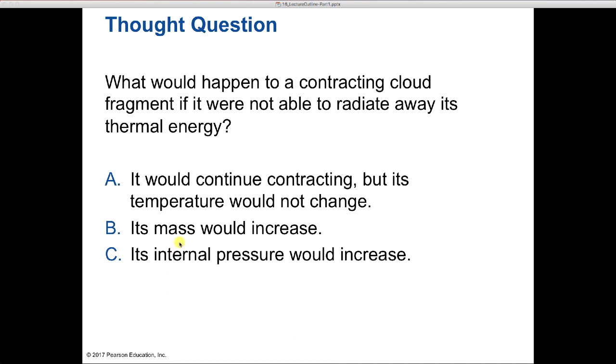That's not going to happen. There's no additional mass coming into the cloud from somewhere else. So the answer is C. Its internal pressure would increase. And that internal pressure would increase and prevent gravity from further contracting the cloud. And ultimately it could prevent gravity from getting the cloud to be dense enough so that nuclear fusion can go on.